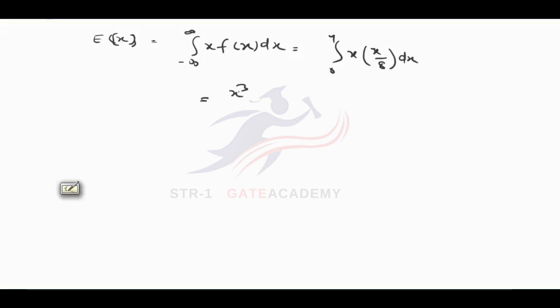First we calculate mean value. For mean value we consider integration from minus infinity to infinity of x f(x) dx. Just I write down the formula, and by putting values in the formula, integral of x times x by 8 dx gives x cube upon 3 times 1 by 8, from 0 to 4. By putting values, 1 by 8 times 64 by 3, 8 by 3 is the mean value mu.